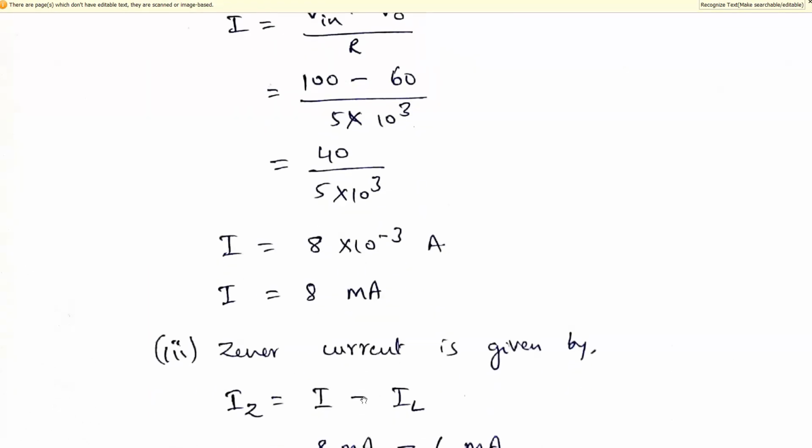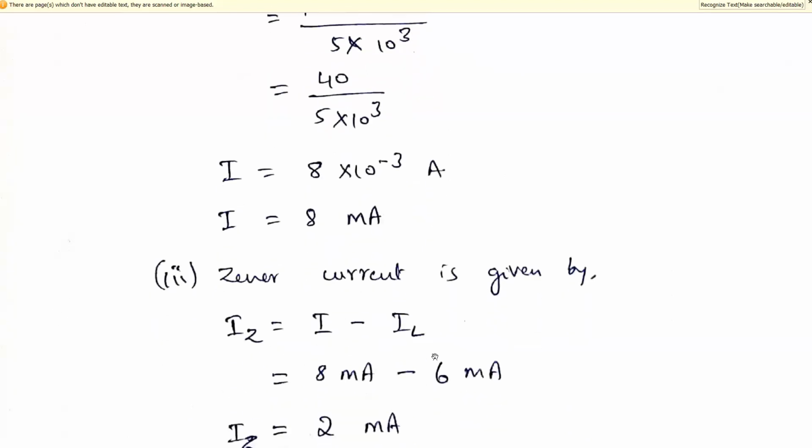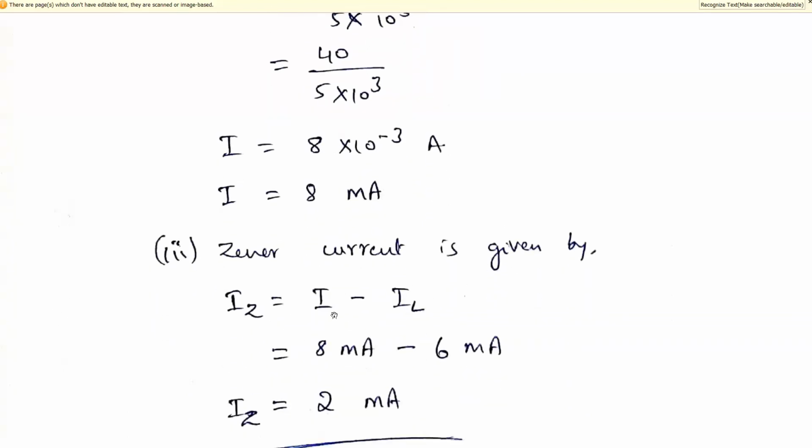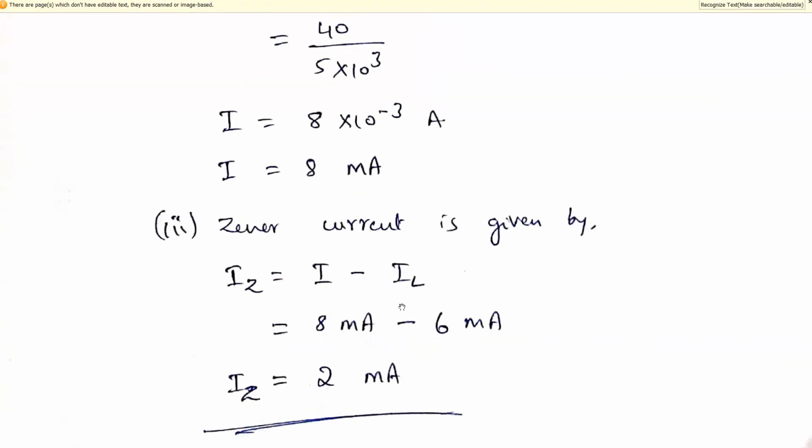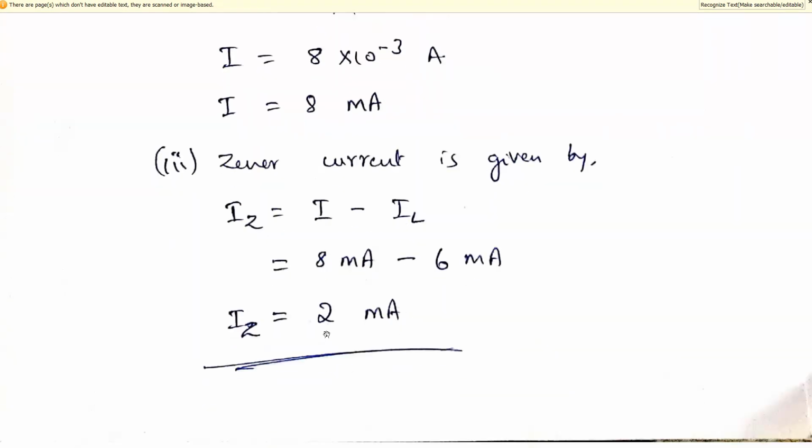Finally, you calculate the Zener current, and Zener current is given by IZ is equal to I minus IL. That is 8 milliampere minus 6 milliampere, so it will be 2 milliampere. Basically, the total current is equal to IL plus IZ. Therefore, IZ will be equal to total current minus load current. That gives you the Zener current as 2 milliampere. So this is another problem on Zener diode as a voltage regulator.